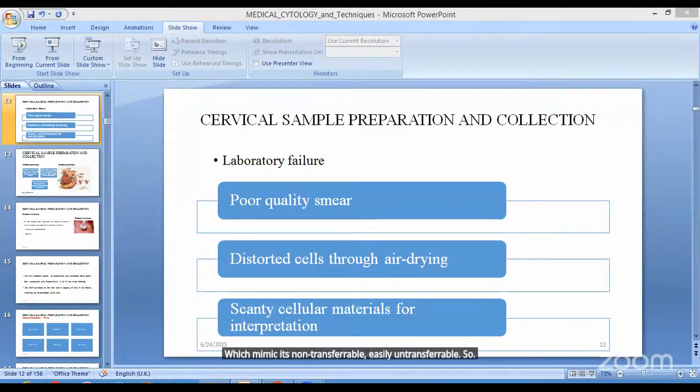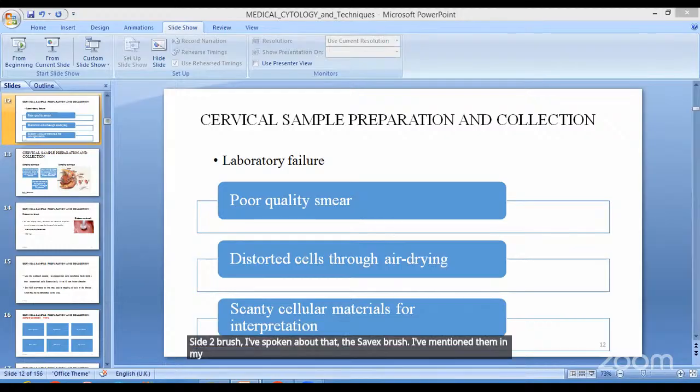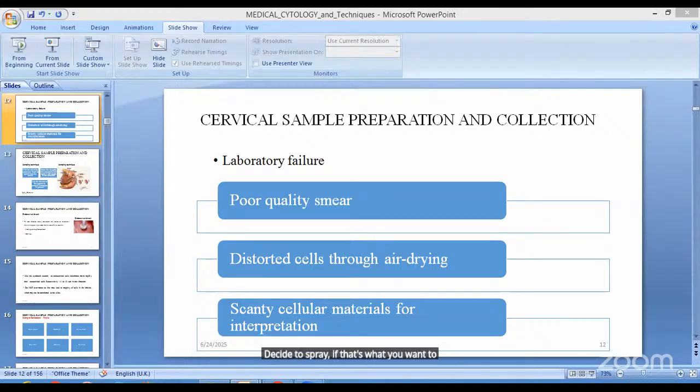So let's briefly look at other tools that you can use for sampling. Iris spatula is one of them. Cyto brush, I've spoken about that. The cervix brush, I've mentioned them in my previous slide. Clean, grease-free glass slides, Cyto spray, if that's what you want to use to fix, or 95% alcohol for fixation, then you must have the speculum.